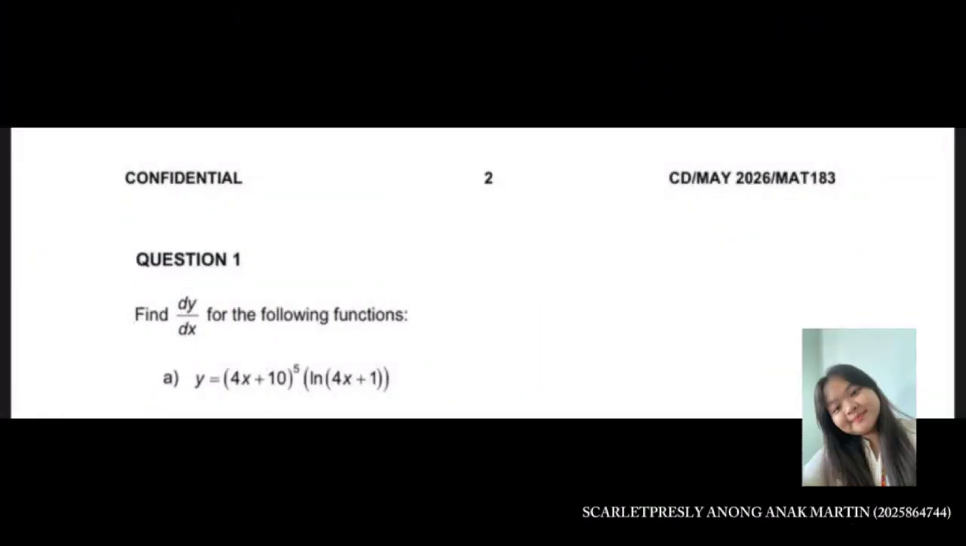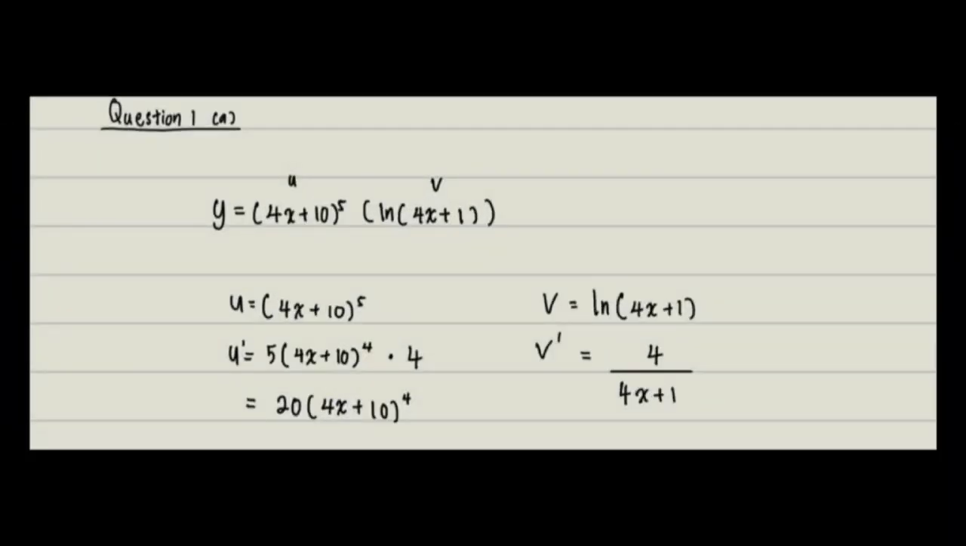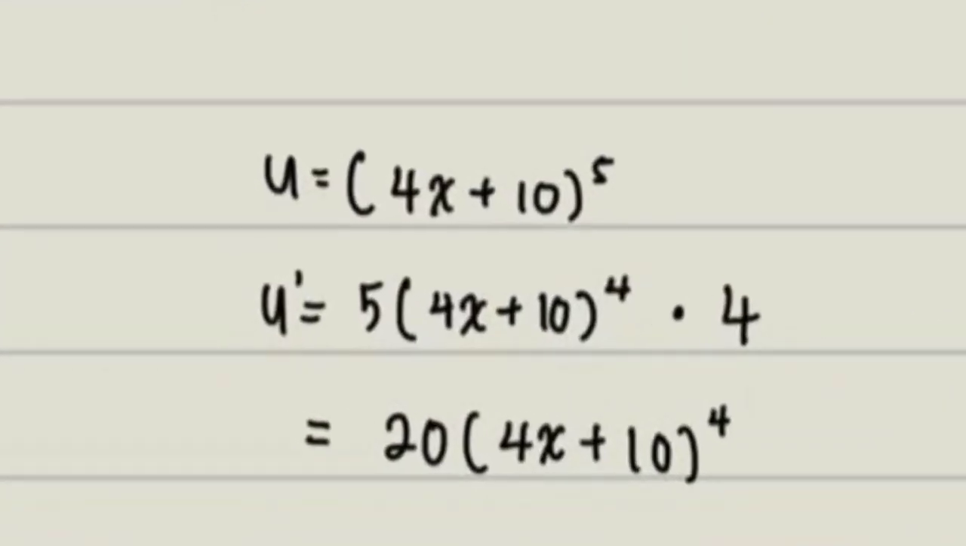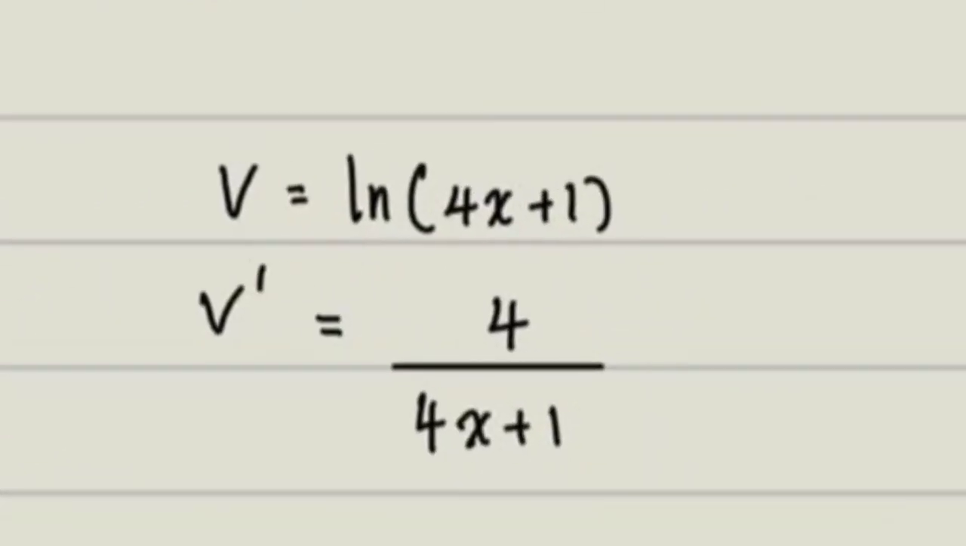Question 1a. Find dy/dx for the following function. y equals (4x plus 10) to the power of 5 times ln(4x plus 1). So the function is in multiplication form, so we have to use the product rule. First of all, we have to identify u prime and v prime. To find u prime, we need to use the power rule first, then we have to derive the argument, then we will get the value. And then for the v prime, we derive it generally.